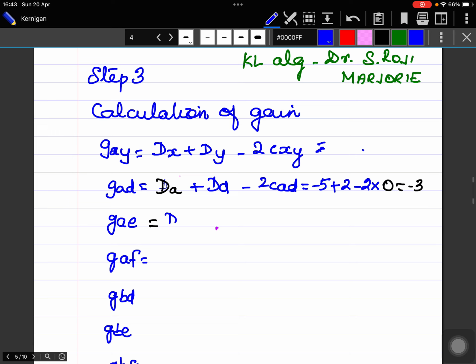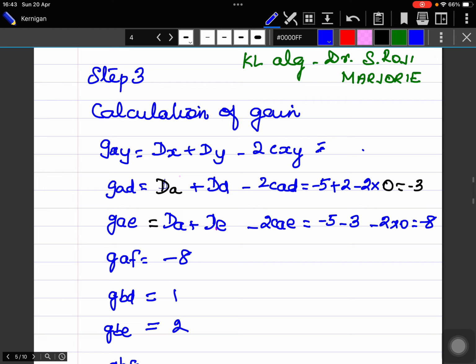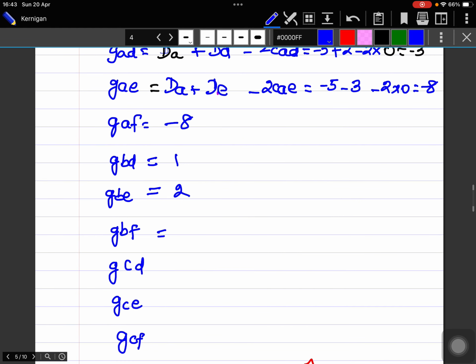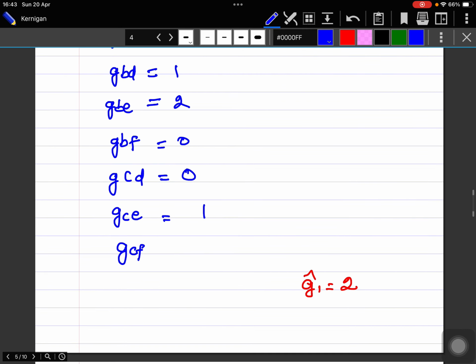What formula do I use? DA plus DE minus 2CAE. So DA is minus 5, DE is minus 3, minus 2 into 0, which is equal to minus 8. Similarly, I can calculate GAF as minus 8. Okay, GBD is 1, GBE is 2, GBF is 0, GCD is 0, GCE is 1, and GCF is minus 5.